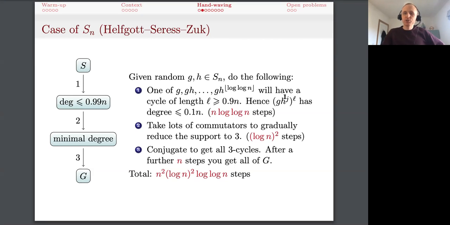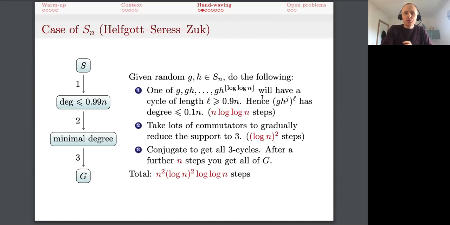Okay, so once you get a 3 cycle, then as I've described before, it's easy to show that only after another n steps or so you get everything. So that's the description of the Helfgott-Schreier-Zug argument in the case of the symmetric group.